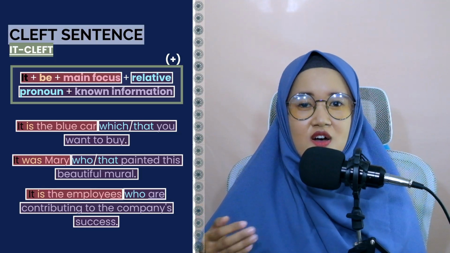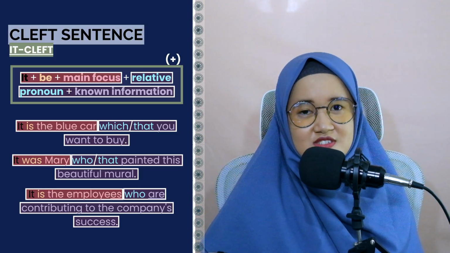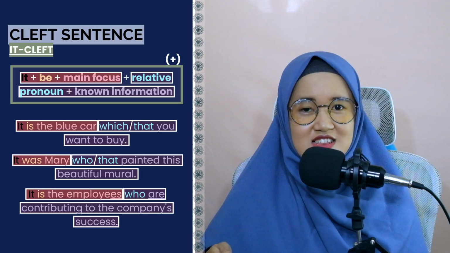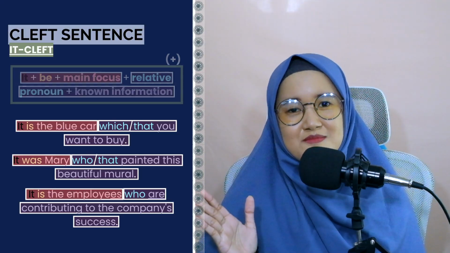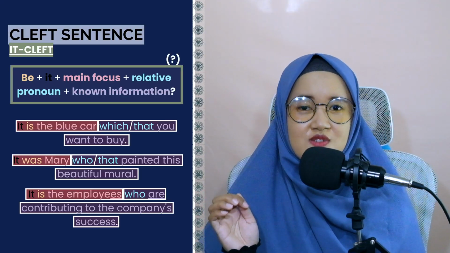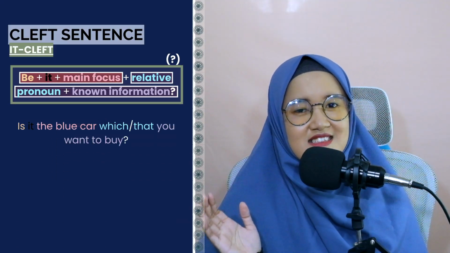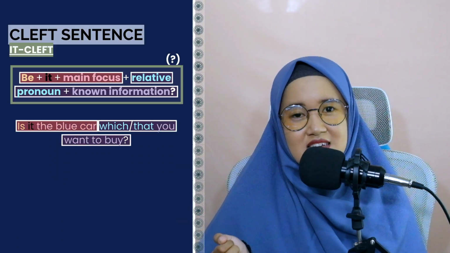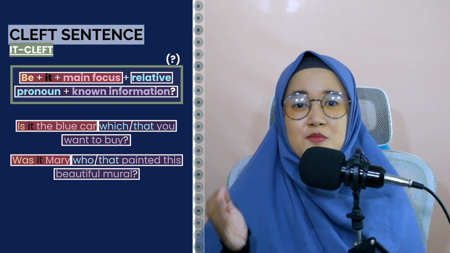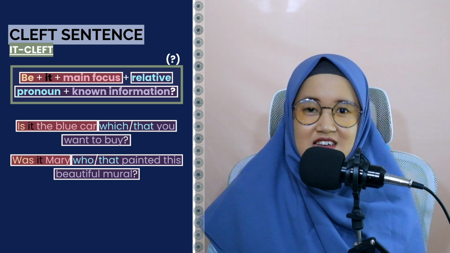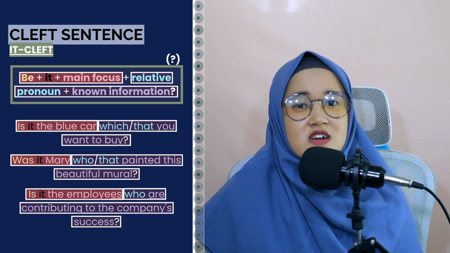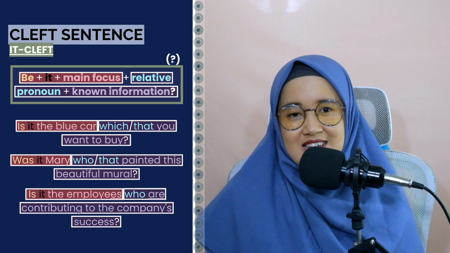Cleft sentences often take other forms in everyday speech and writing. For example, they can take a question form like this. Is it the blue car that you want to buy? Was it Mary who painted this beautiful mural? Is it the employees who are contributing to the company's success?